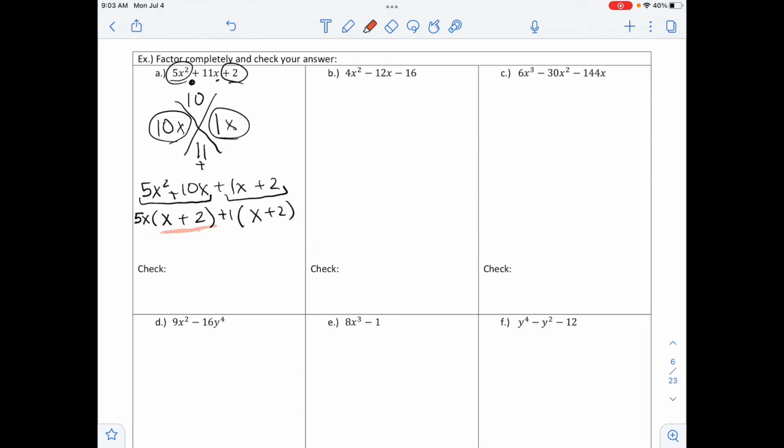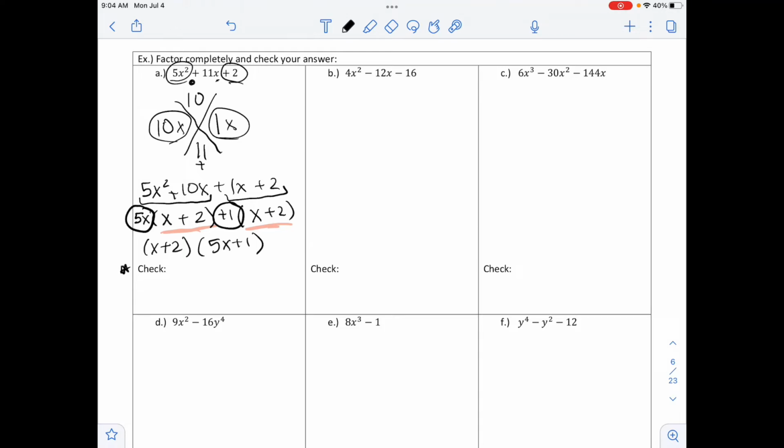These things that are in the parentheses, these factors, need to be matching, and they are. That means that we did this correctly. If they're not, then obviously something bad happened along the way and you need to go back and check your work. So I'm going to go ahead and factor out the x plus 2. And factoring that out, I'm left over with a 5x plus 1.